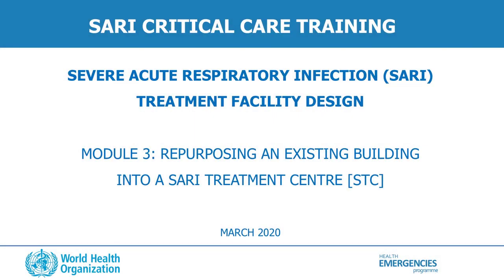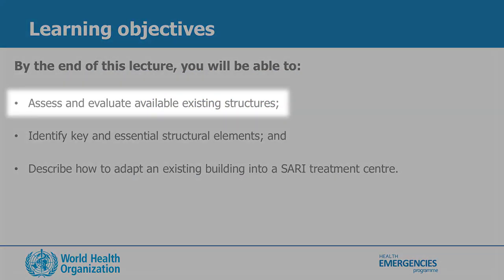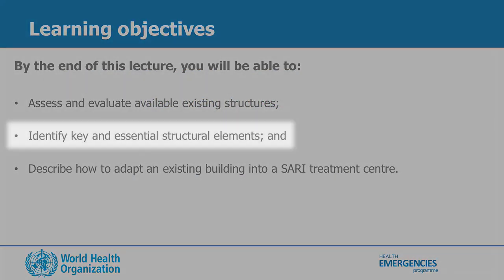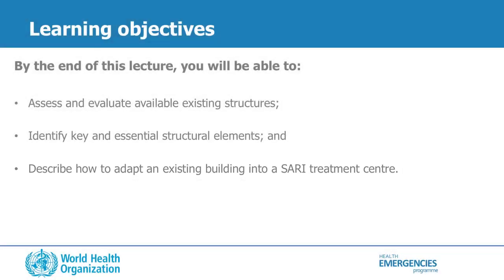Welcome to Module 3 of the SARI Facility Design course. This specific module is focused on how to repurpose an existing building into a SARI treatment center. By the end of this lecture, you will be able to assess and evaluate available existing structures, identify key and essential structural elements, and describe how to adapt an existing building into a SARI treatment center.